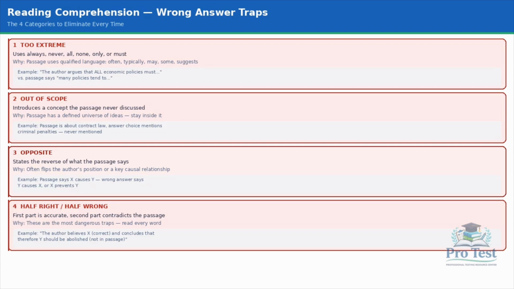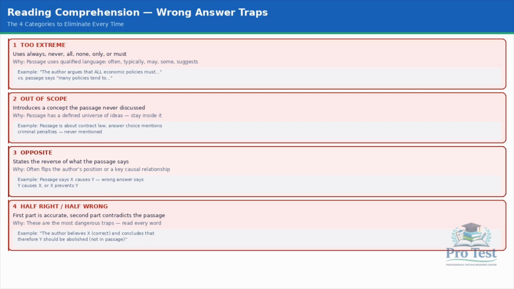Wrong answers in reading comprehension are built from 4 predictable traps. Look at the chart on screen. The first trap is too extreme. The answer uses words like always, never, all, or none when the passage uses more qualified language. The second trap is out of scope. The answer introduces a concept or entity the passage never discussed.